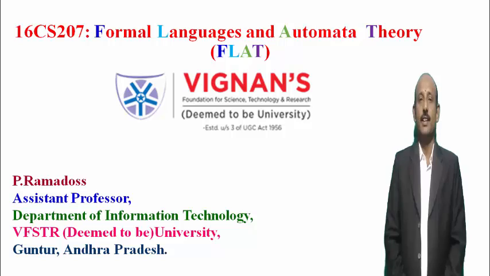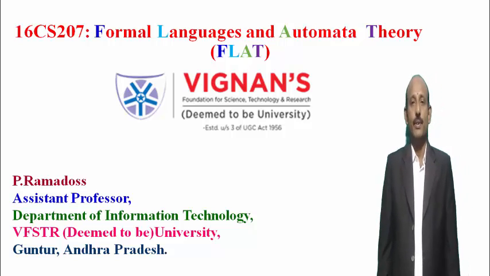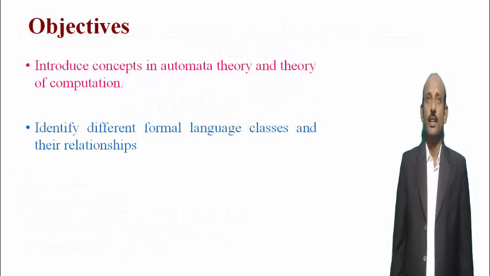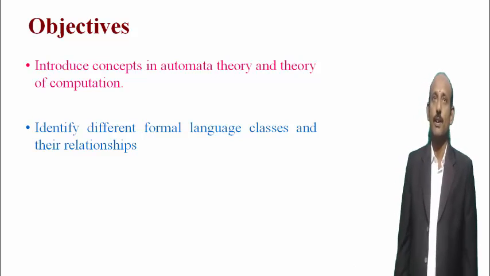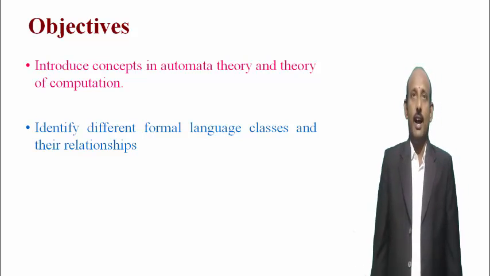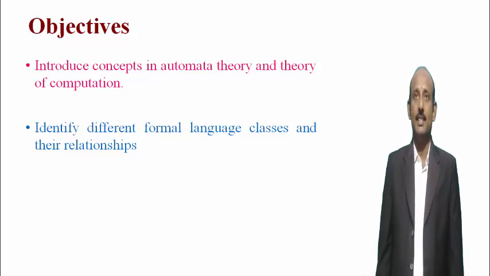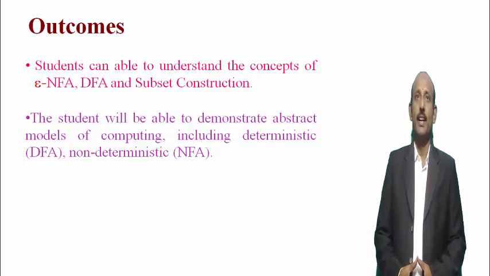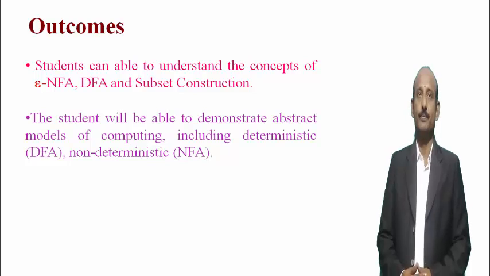So in this video lecture, we are going to see about the finite automata with epsilon transitions. The main objectives of this video are to understand the concept of the automata theory and the theory of computations. Next, we will see what formal languages and classes of languages are, and their relationship. The outcome after seeing this video, as students, you will be able to understand the concept of epsilon NFA, DFA and subset constructions.